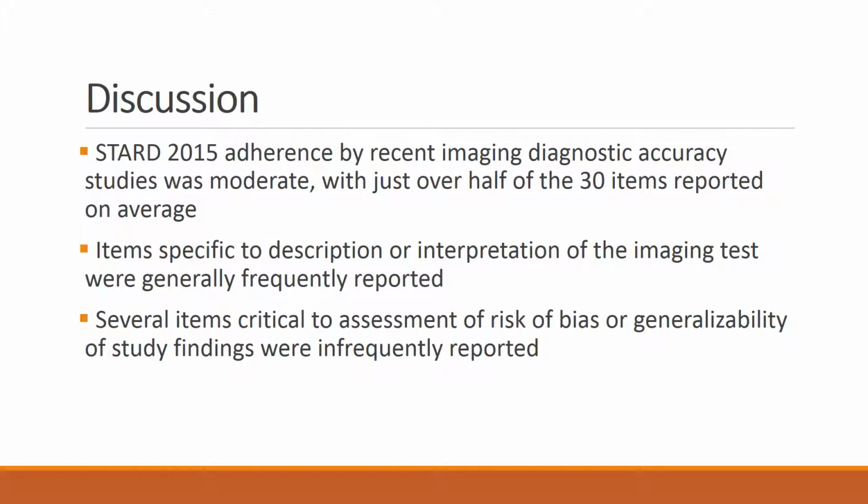In conclusion, STARD 2015 adherence by recent imaging diagnostic accuracy studies was moderate, with just over half of 30 items reported on average. Items specific to description or interpretation of imaging tests were generally frequently reported, and several items critical to assessment of risk of bias or generalizability of study findings were infrequently reported.